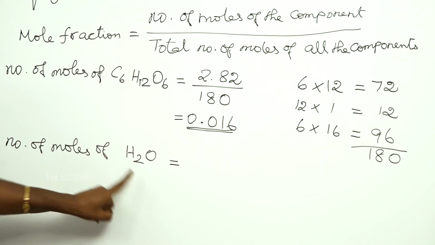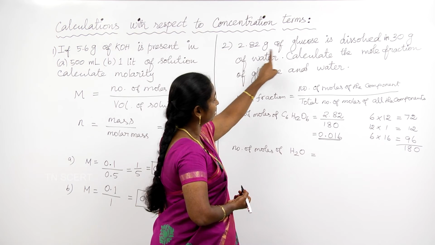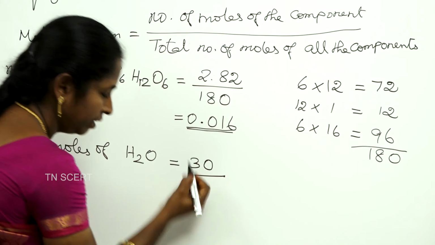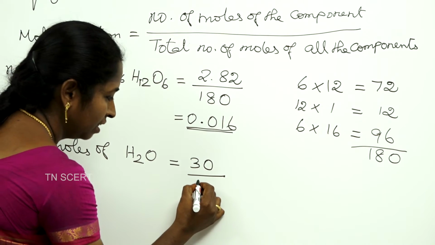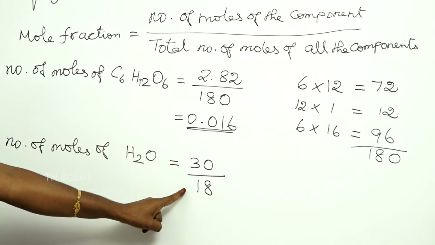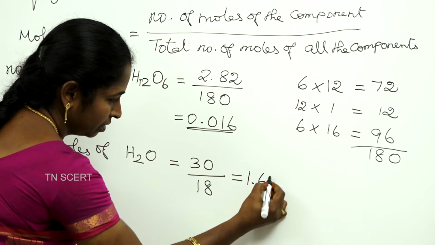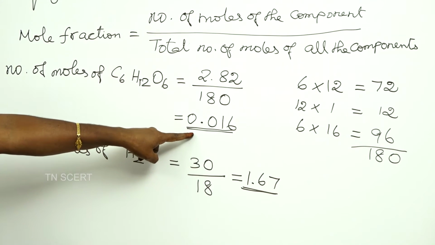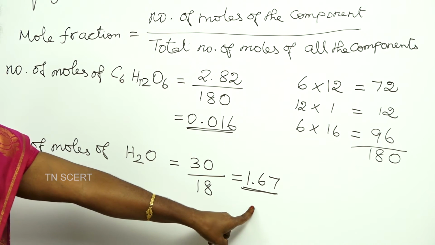To obtain the number of moles of water, we have to apply the value of mass of water. What is the mass of water here? 30 gram, divided by molar mass of water. Yes, you know it clearly, it is 18. So, if 30 is divided by 18, the answer will be 1.67. This is the number of moles of glucose and this one is number of moles of water.